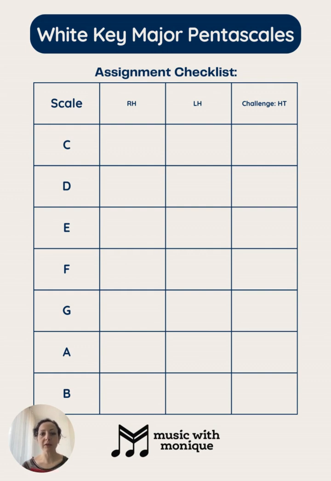So here's your assignment checklist. Again, go through all of the worksheets, make sure you understand everything, double check that you've written out your pentascales correctly, and then you're going to play through all of these in the right hand and the left hand. Your challenge, once you get this, is to play them both hands together at the same time. And once you've done that, go ahead and submit your videos.